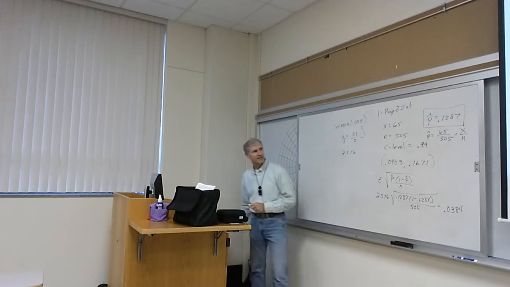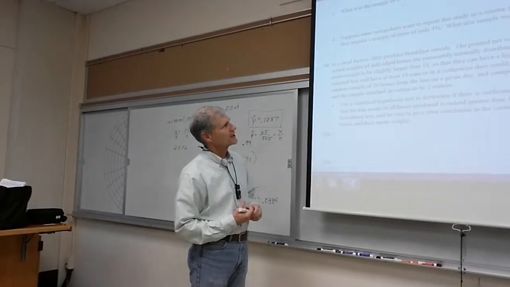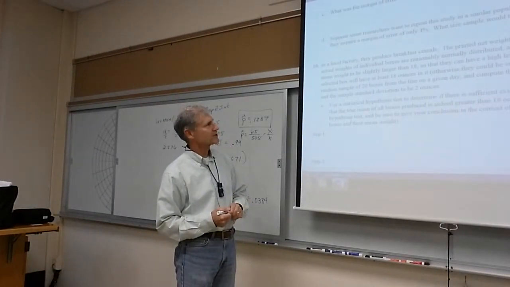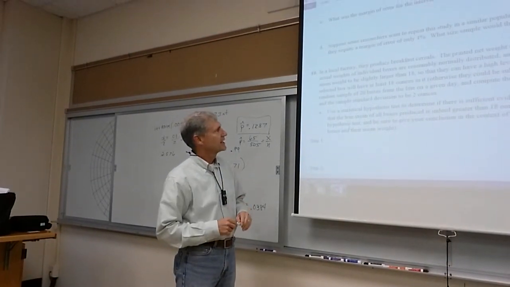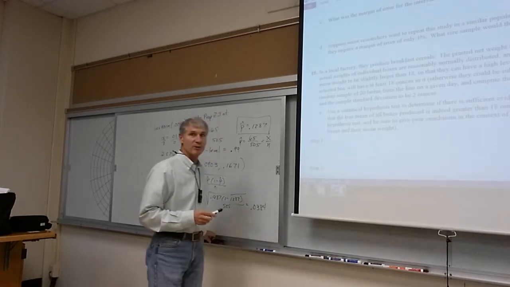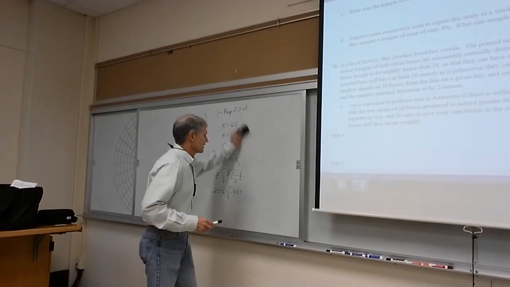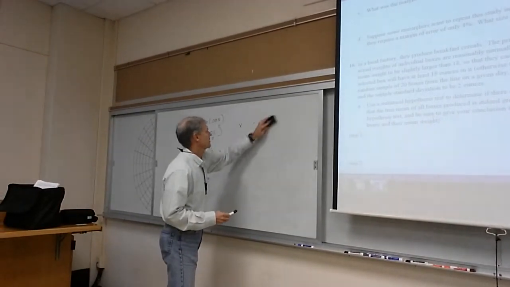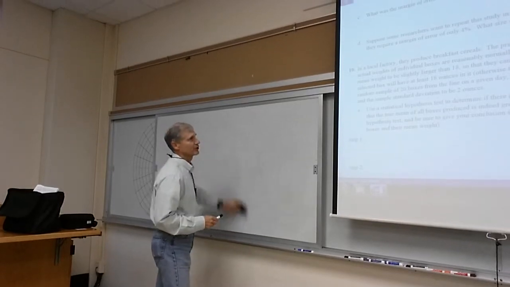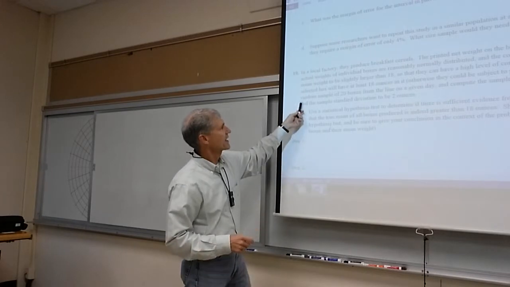Okay, number 10 says, in a local factory they produce breakfast cereals. They are supposed to have 18 ounces. That's what they print on the boxes. And what they want is for the boxes to actually have a little bit more than 18 ounces so that you have a really high probability of not being underweight, right? Because they'll have a random distribution. They take a random sample.